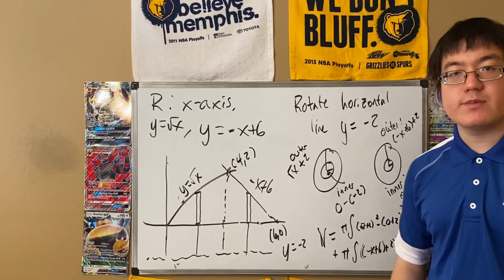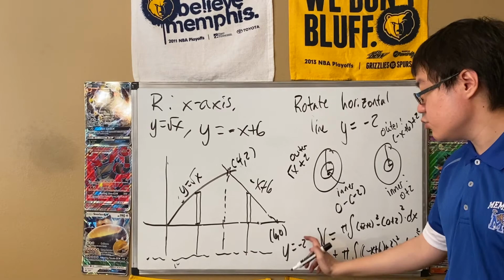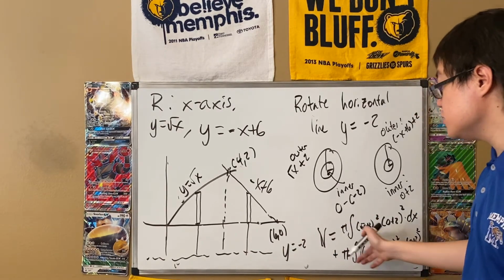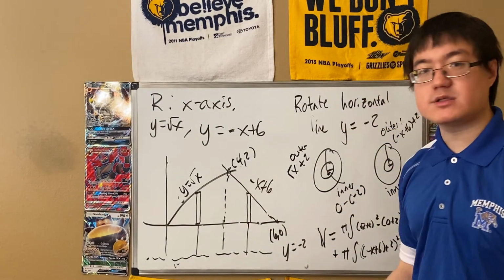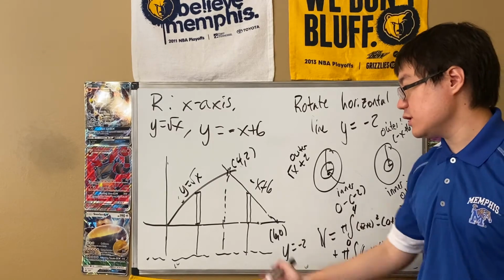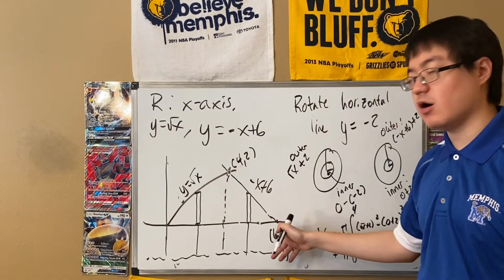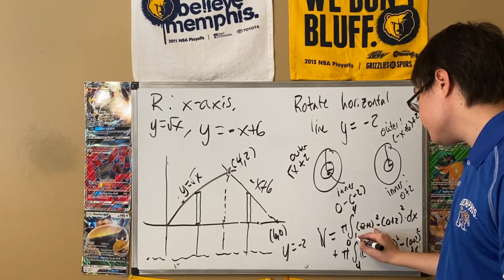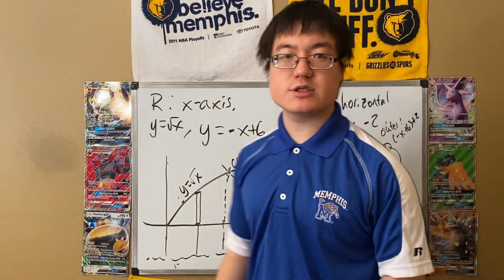Now all we have to do is determine the endpoints, but again, remember that the endpoints do not matter about this at all. It all matters about the region itself. So the first region went from 0 to this intersection point, so that's going to be 4. So this would be 0 to 4. And then for the second region, it looks like we went from this intersection point all the way to the endpoint, which is going to be 6. So this would be 4 to 6. So that's how you do washers.